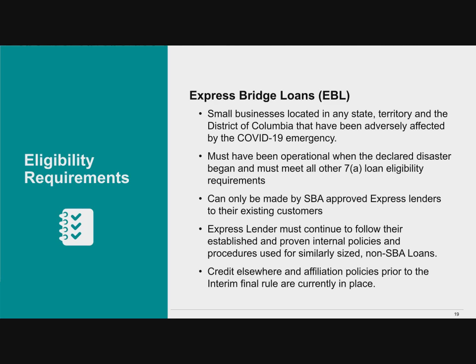So let's look at what we have here. You have to be operational when the disaster is declared, and you can only go through SBA existing Express lenders. It's the normal procedures, the normal size standards for the Express. As Chuck said, they're using the credit elsewhere and affiliation policies that were currently in place. So that's where we are in the Express Loan.